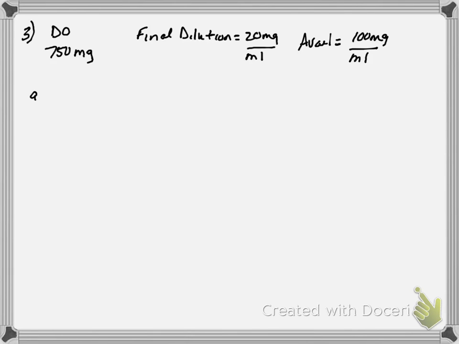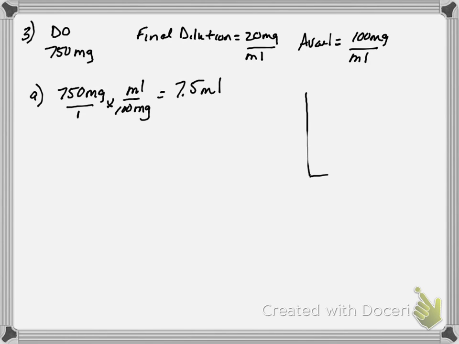Let's take a look and see what question A says. How many mLs of drug will you need? So I take the 750 milligrams, the doctor's order, over 1, times the available, which is 1 ml over 100 milligrams. I multiply that through, and I end up getting 7.5 mLs. So that is my dose, and I'm going to put that in my cup at the 7.5 mLs.